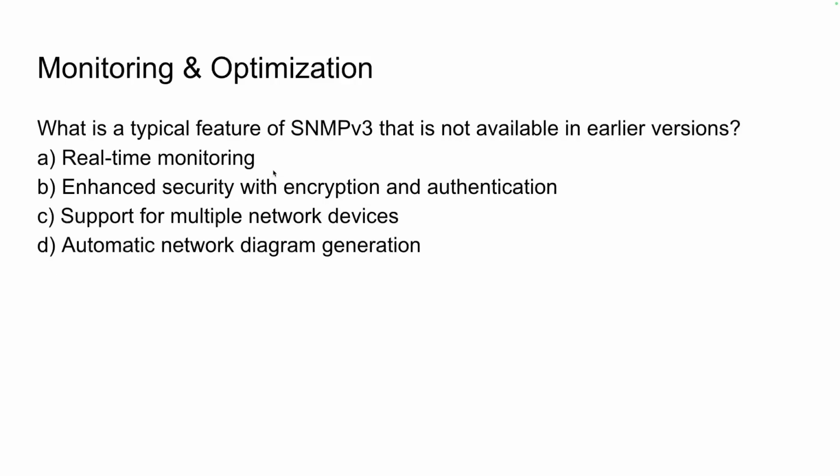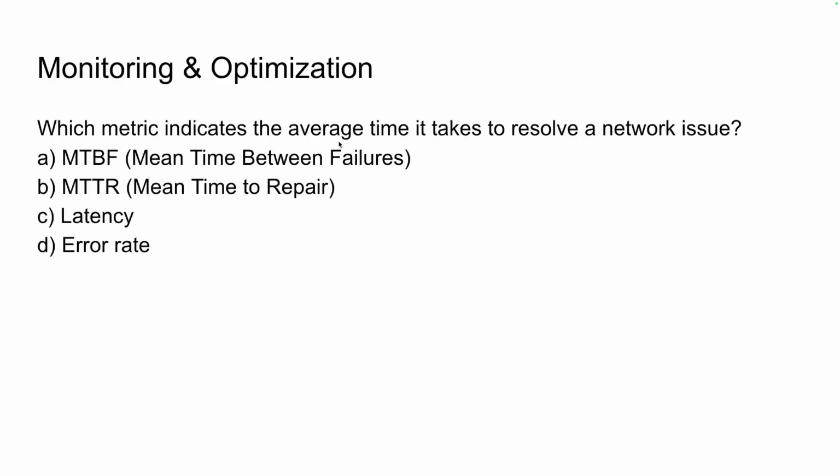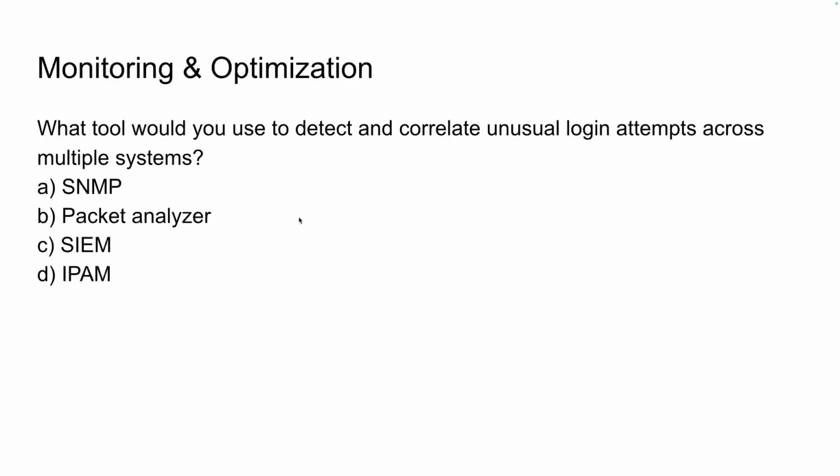What is a typical feature of SNMP v3 that is not available in earlier versions? Monitoring is available in all of them. Enhanced security with encryption and authentication, that was the one. Support for multiple network devices, automatic network diagram generation. It would be B, the enhanced security with encryption and authentication. Which metric indicates the average time that it takes to resolve a network issue? Average means mean, and then time to resolve a network issue. Mean time to resolve, repair. That would be our answer.